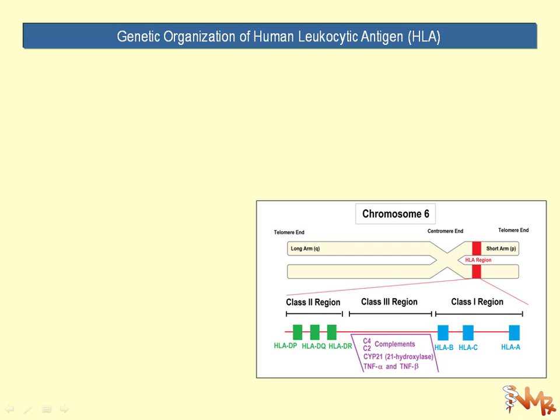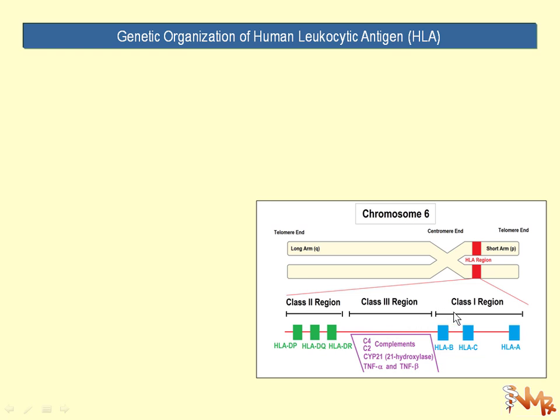Let's look at the genetic organization of human leukocyte antigen. I have a good diagram here, and you see that the HLA region is part of the short arm of chromosome 6, and if I enlarge that segment, the HLA region, you're going to see within it the class 2 region that includes HLA-DP, HLA-DQ, and HLA-DR genes.